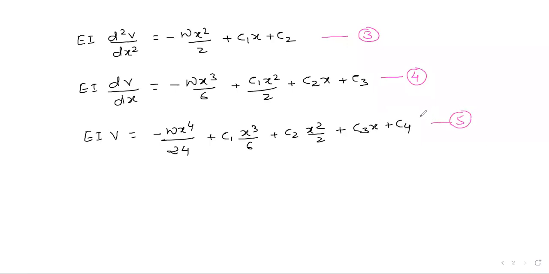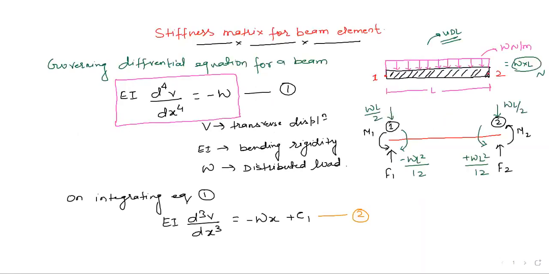So we have 5 equations now. From these 5 equations only, we are going to find all the values: d²V/dx², dV/dx. In the previous classes, we have already discussed that we need the displacements at the nodes. So what we need are the displacements.